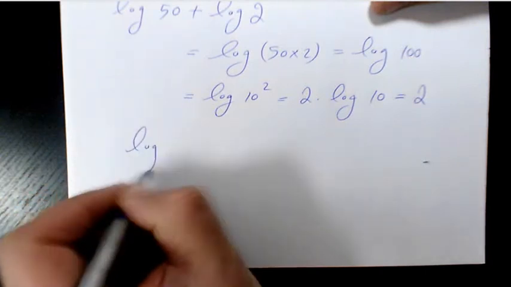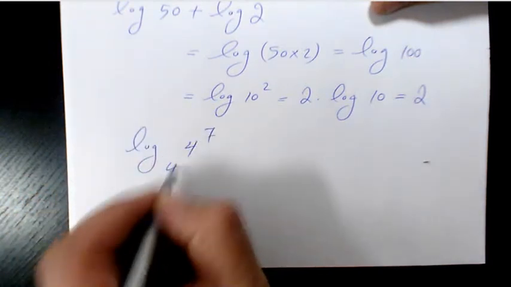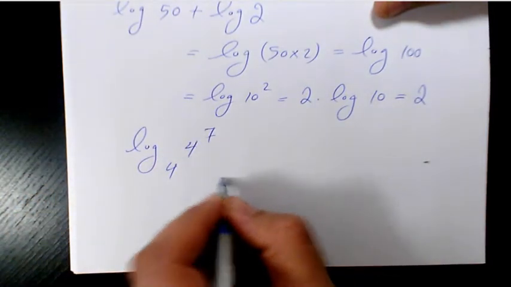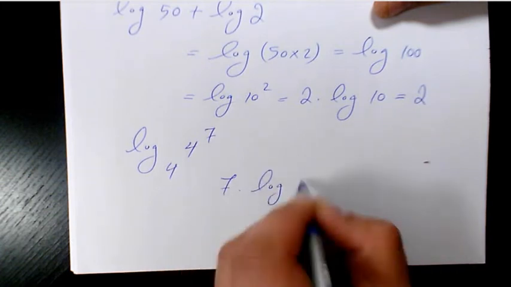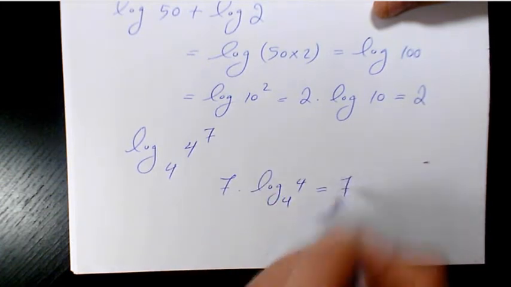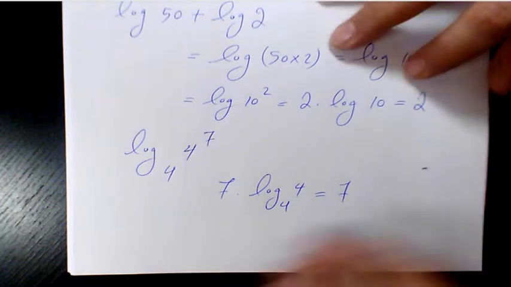Next one, log 4 to the power of 7 base 4. You're going to say that's going to be equal to 7 times log 4 base 4, and that's going to be equal to 7.